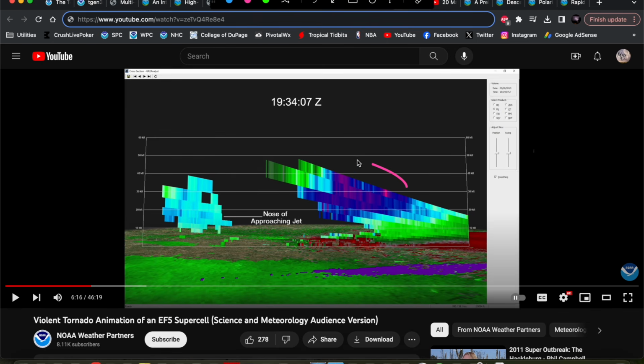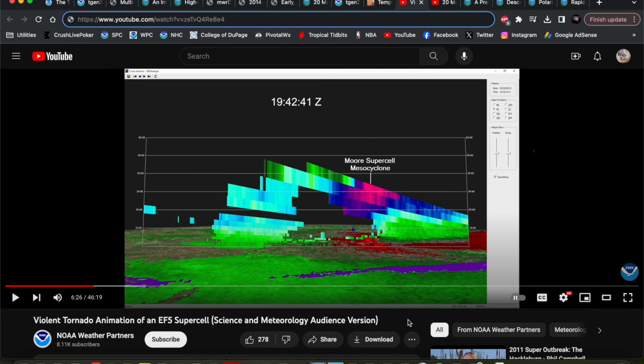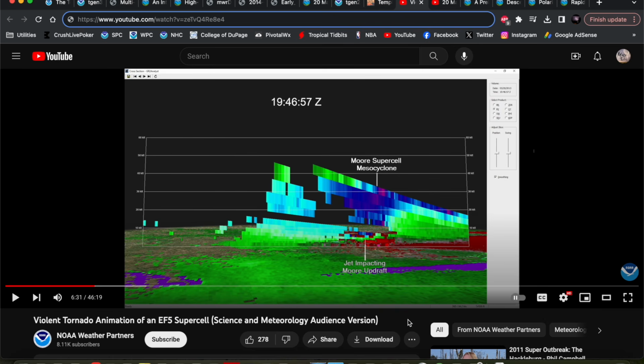Here's the developing mesocyclone of the Moore supercell, and here is that little cell to the southwest. You can see the blue colors there. That is indicative of enhanced flow of about 60 to 75 knots at 10 to 20,000 feet. This is the nose of that small-scale 700 millibar jet. It continues to approach the Moore storm and finally interacts with the mesocyclone at about 1947Z, around 9 minutes before the tornado would begin.